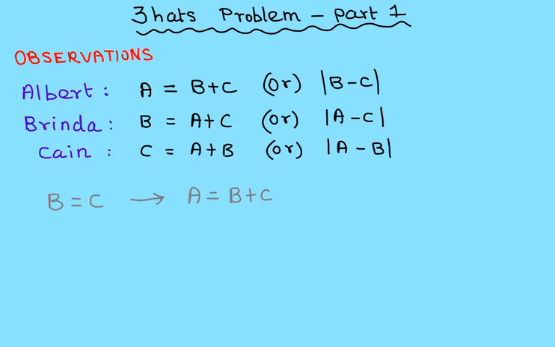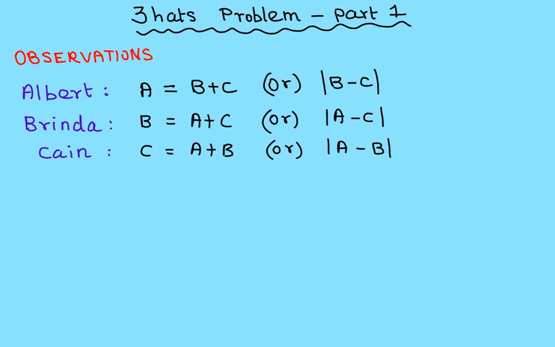The implication is that if B equals C, then Albert is sure A equals B plus C, as B minus C equals 0. That is, if Albert sees that the other two numbers are equal, then he can claim his number to be their sum. Others too follow the same. If someone sees the other numbers are equal, then he can right away claim his number as their sum.